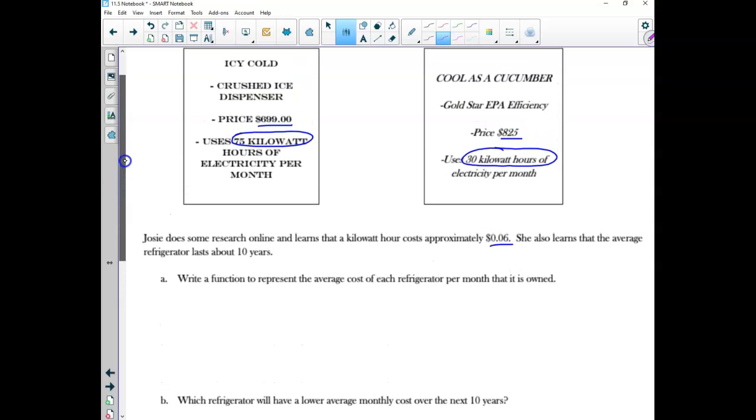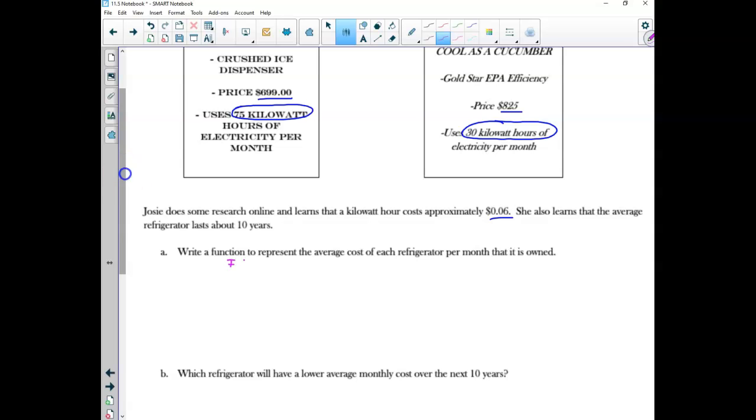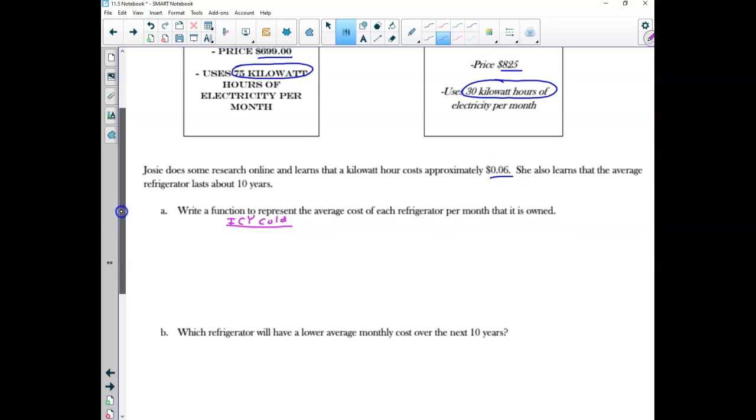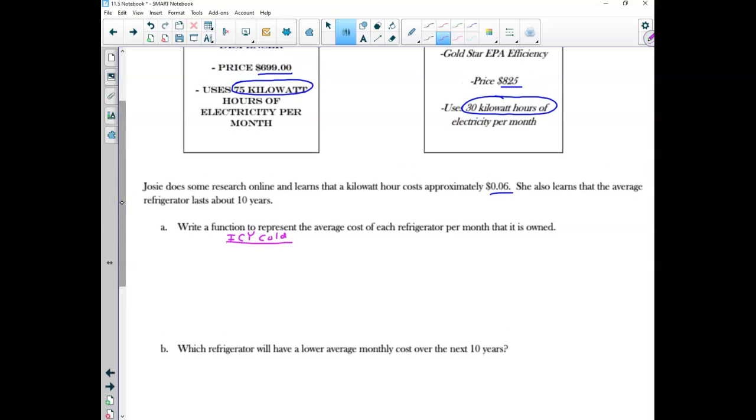Well, if I look at icy cold, my icy cold average cost. Well, let's think about this. So I'm gonna have a function f of x, and average cost per month. Now, what we need to do is add up our total cost for all the months and then divide by how many months we have, right? Well, bottom line, it's going to cost us $699 to purchase this refrigerator.